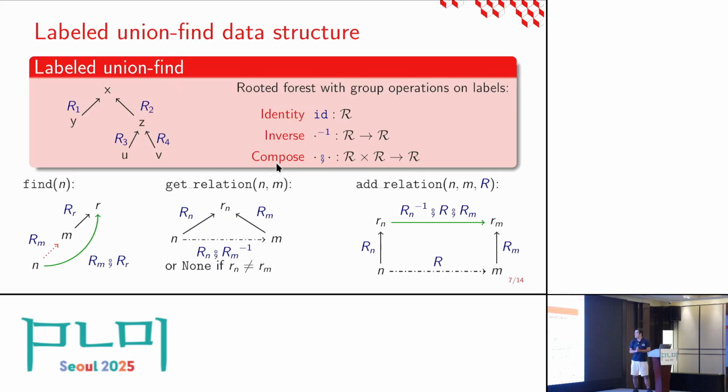So that sums up the data structure. It's a rooted forest with group operations on the labels, and you have these three functions to manipulate your data structure. And one very important fact of these domains is that all three of these functions have amortized constant complexity, so it's a really fast domain.